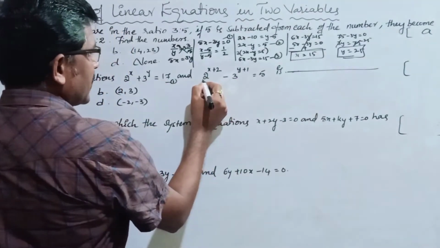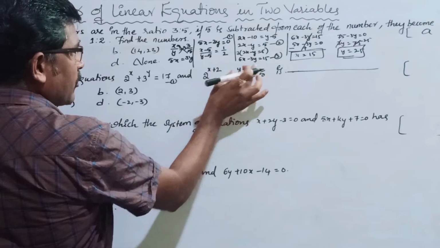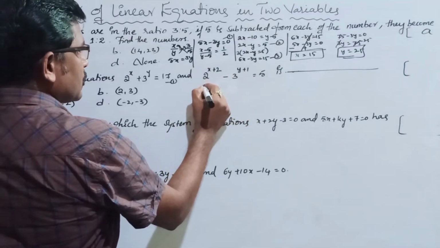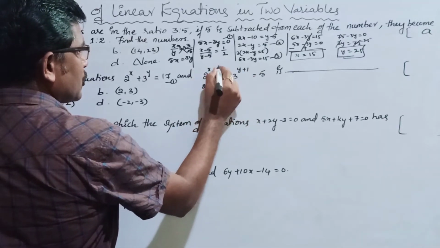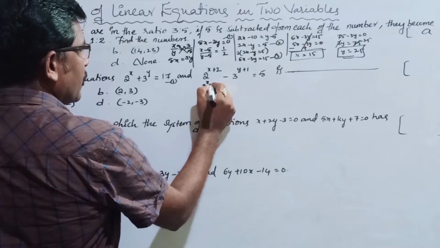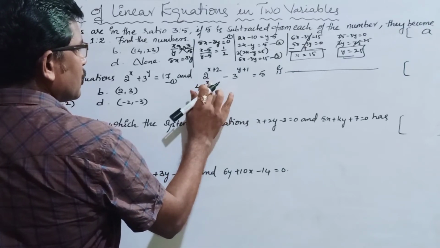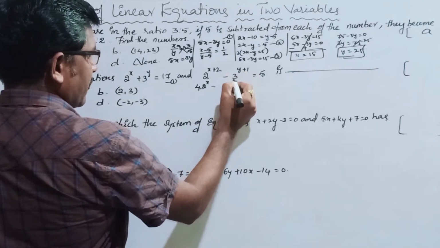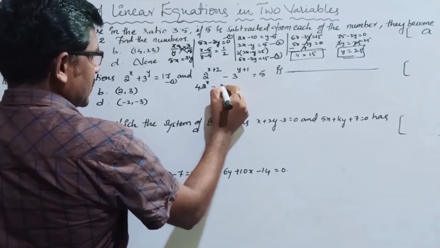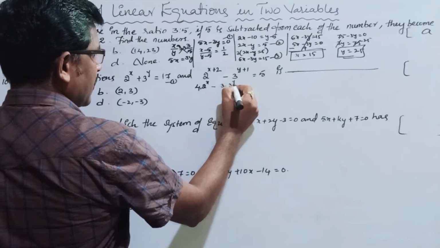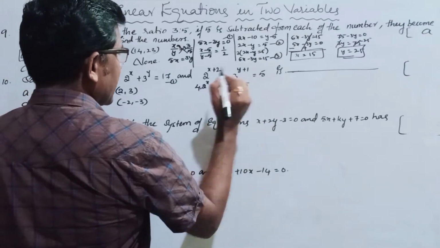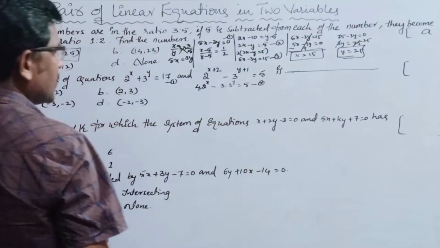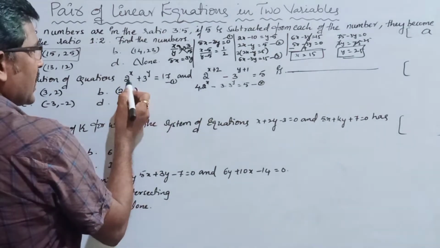Now here, this equation is in exponent form. So 2 to the power of x into 2 to the power of 2 means 4. So 4 into 2 to the power of x. So minus here 3 to the power of y, 3 to the power of 1. So that means 3 into 3 to the power of y is equal to 5. So equation 2. Now here observe equation 1 and 2.